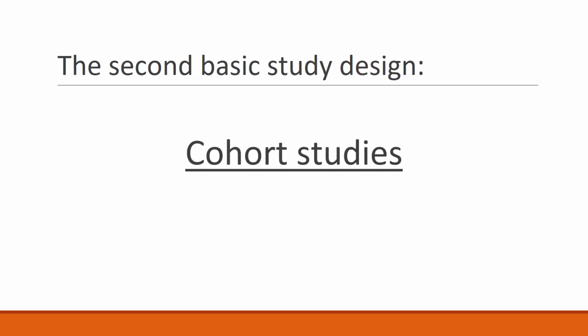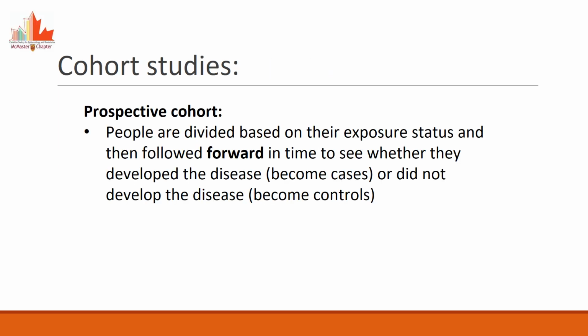The second basic study design used to conduct epidemiological research is a cohort study. There are two types of cohort studies: prospective cohort studies and retrospective cohort studies. Both types are very similar in nature. In prospective cohort studies, the study subjects are divided into two groups based on their exposure status. This is the first difference between a prospective cohort study and a case control study. Case control subjects are grouped based on their outcome and not the exposure.